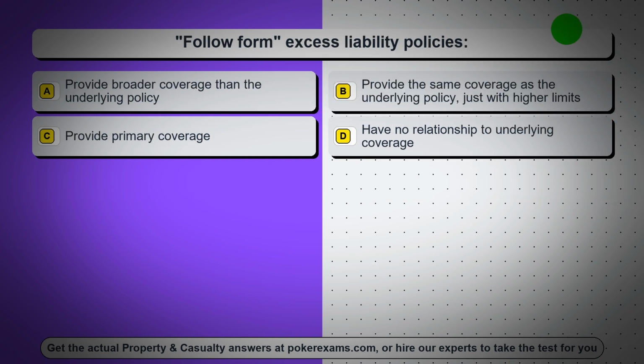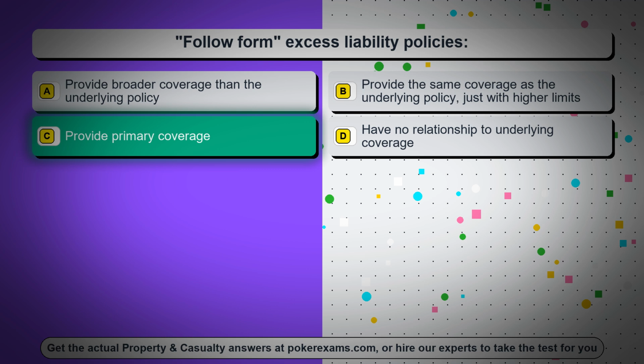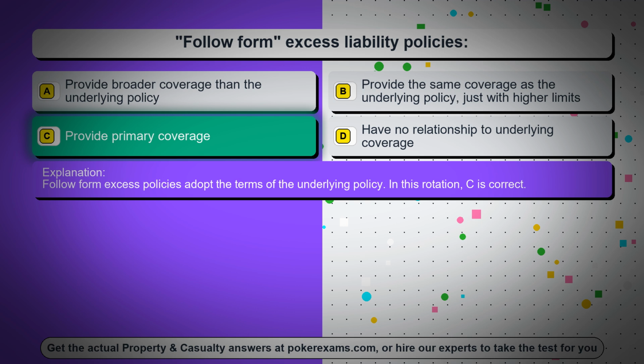Question 99. Follow form excess liability policies. Option A, provide broader coverage than the underlying policy. Option B, provide the same coverage as the underlying policy, just with higher limits. Option C, provide primary coverage. Option D, have no relationship to underlying coverage. The correct answer is option C, provide primary coverage. Follow form excess policies adopt the terms of the underlying policy. In this rotation, C is correct.